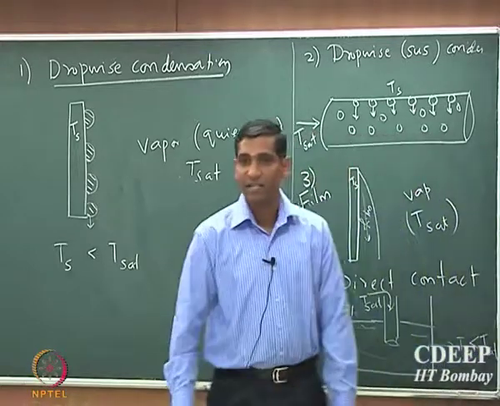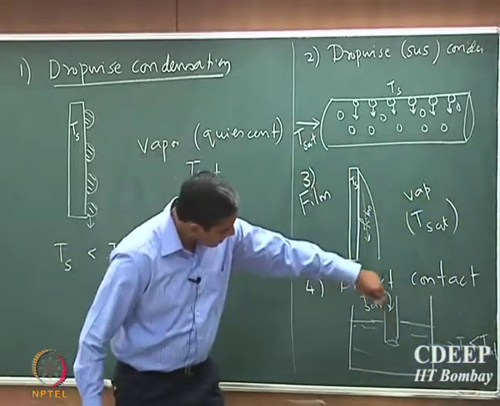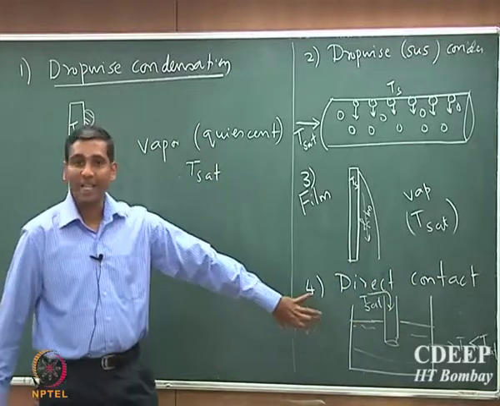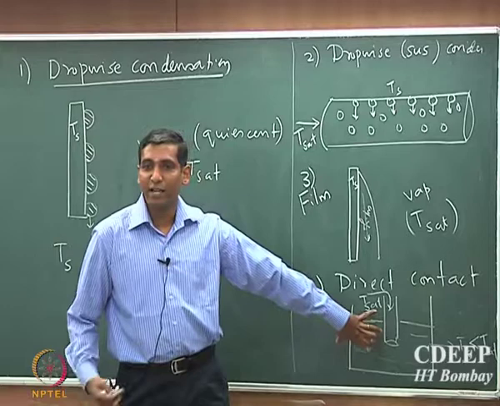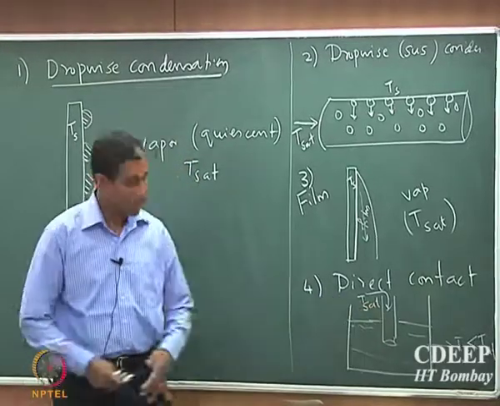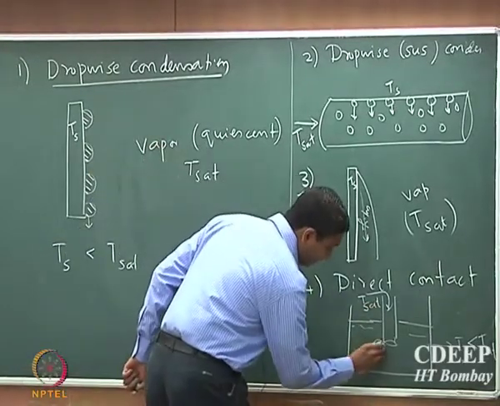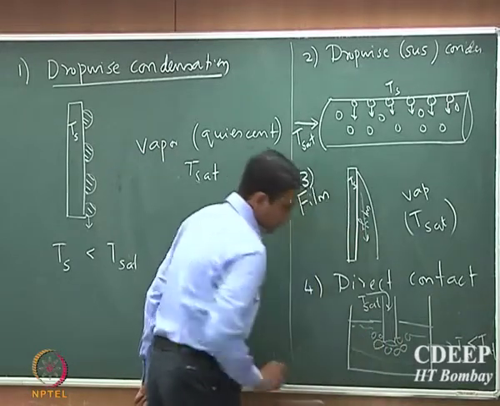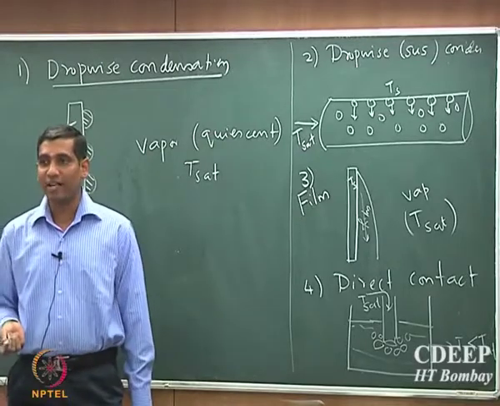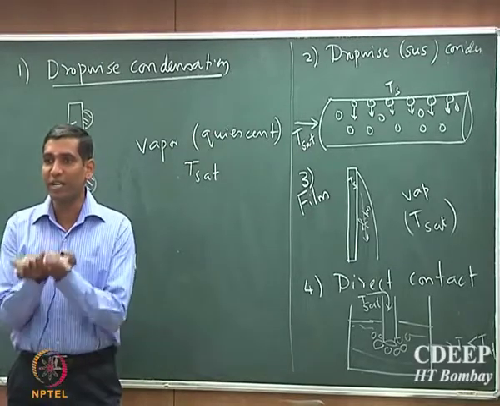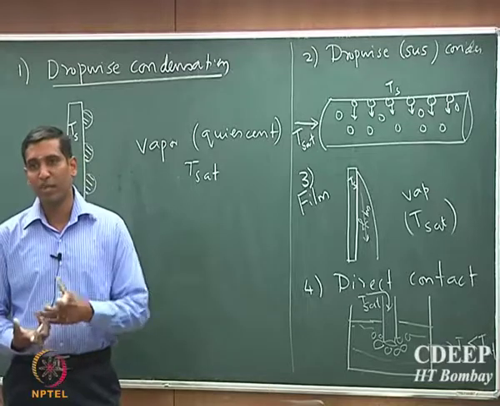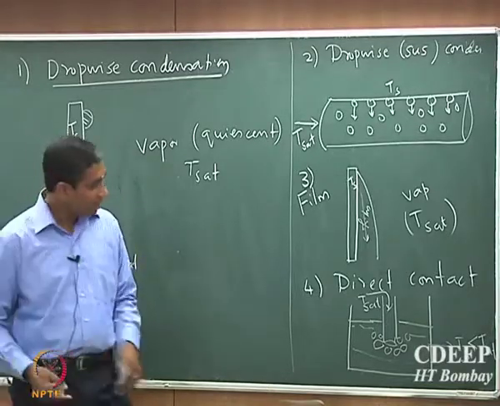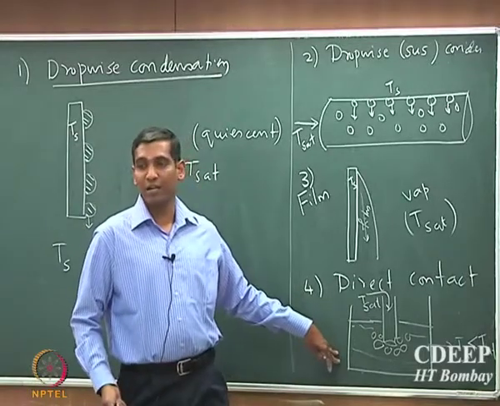That is smaller than Tsat, and therefore, the moment the bubbles come in contact with the liquid which is at a significantly lower temperature than the saturation temperature, they are immediately going to condense. So, that is called direct contact condensation, where of two fluids at different temperatures, one of them is going to condense because the other is at a significantly lower temperature. Okay. So, this is what is called direct contact condensation.